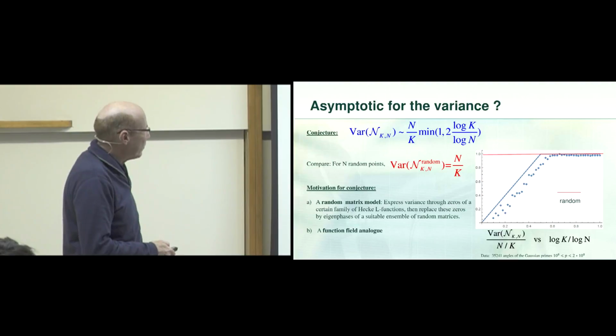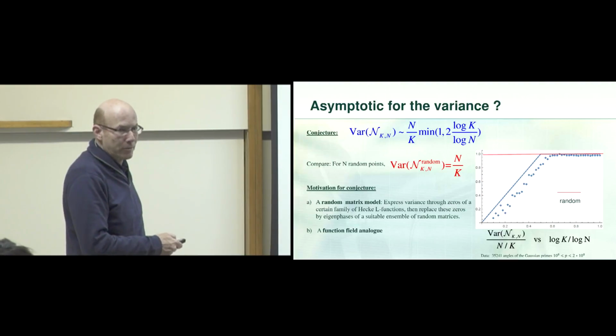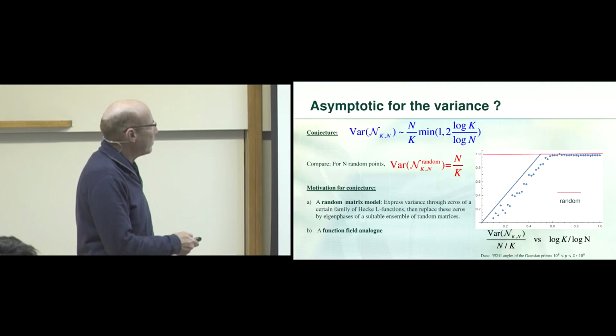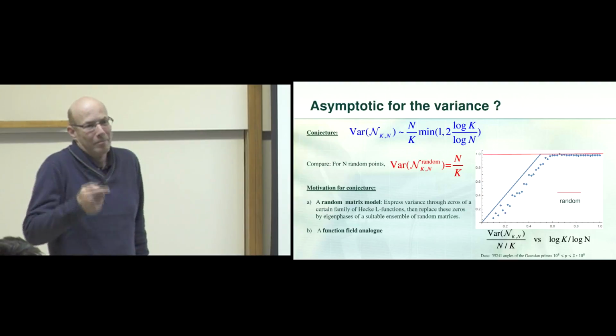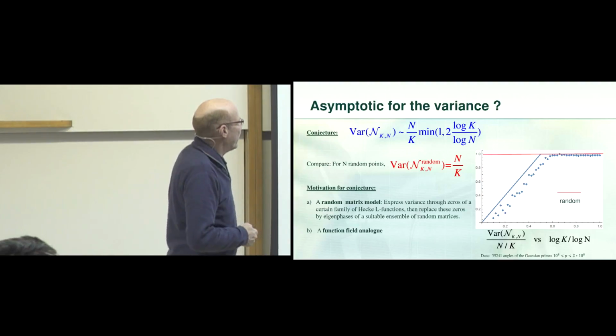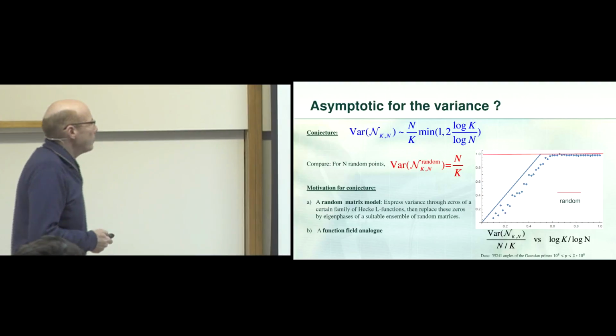It's continuous. This function is continuous. It's not smooth. It's piecewise continuous. It starts at, it's like 2x and then 1. It's a very simple function in the correct variables. So this is the conjecture. Now, where am I getting this conjecture?